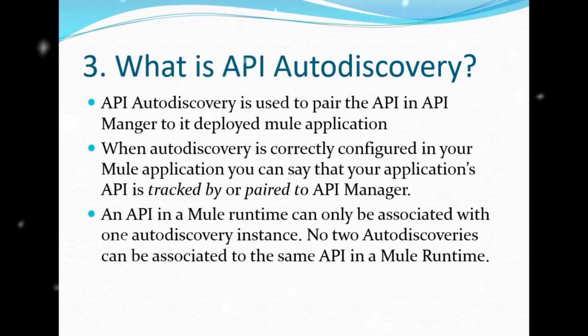3. What is API Auto-Discovery? API Auto-Discovery is used to pair the API and API Manager to a deployed Mule application. When Auto-Discovery is correctly configured in your Mule application, you can say that your application's API is tracked by or paired to API Manager. An API in a Mule runtime can only be associated with one Auto-Discovery instance. No two auto-discoveries can be associated to the same API in a Mule runtime.